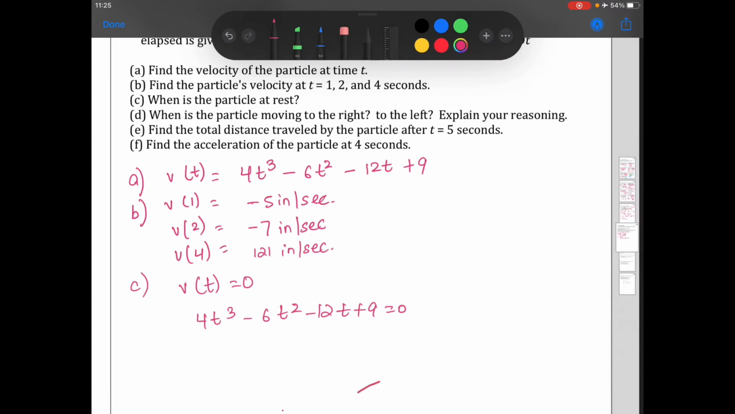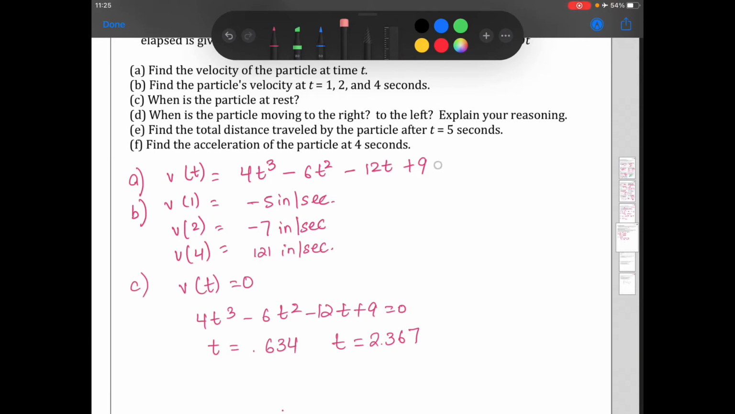And use your calculator to come up with the values. So it's going to be t equals 0.634 and t equals 2.367. Right? So it is at rest at these 2 points. Okay.